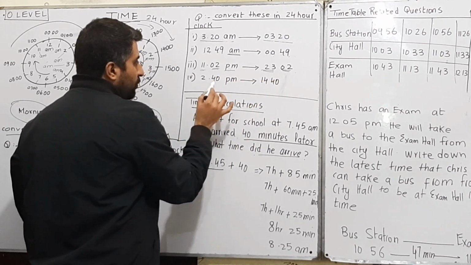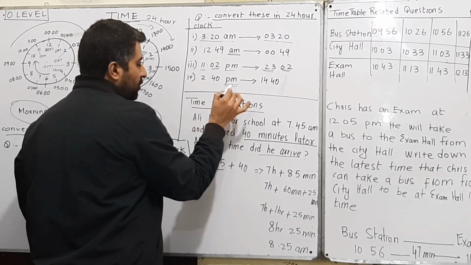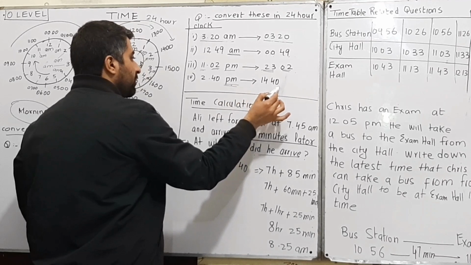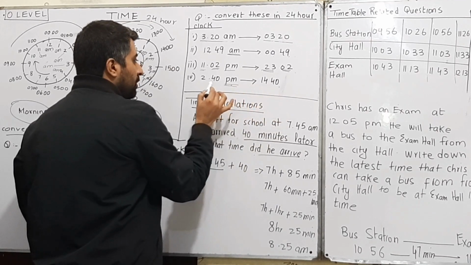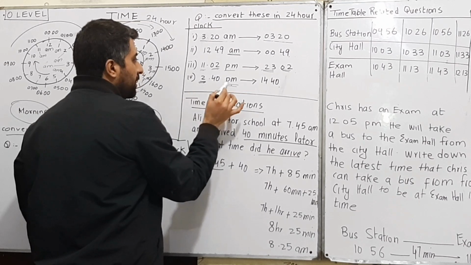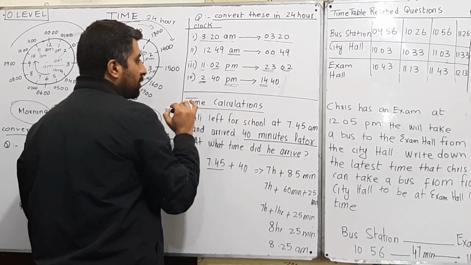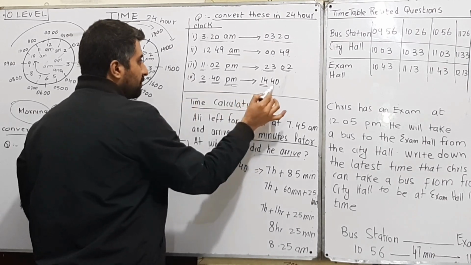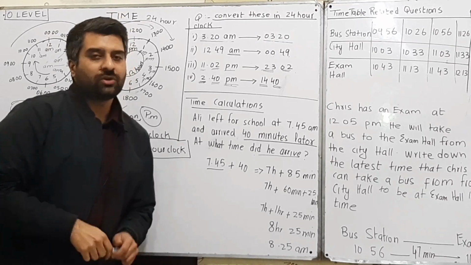And the last one is 2:40 PM. Now PM indicates that we are in 12-hour clock. In 24-hour clock, we don't use PM. 2 PM will be 14 in 24-hour clock, and 40 minutes will be as it is. So these are conversions from 12-hour to 24-hour clock.